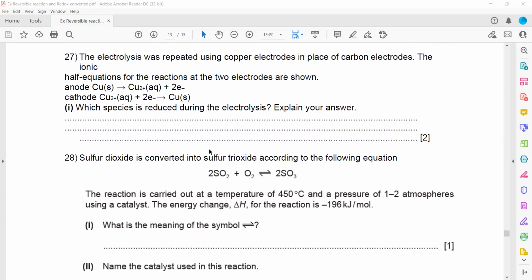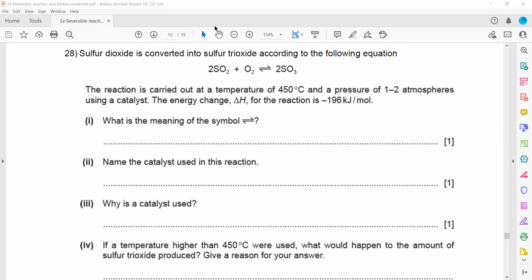Question 27. During electrolysis, copper atoms turn into copper ions. This change is oxidation because it's a loss of electrons, and copper ions turn into copper atoms, so this change is reduction. The question is, which species is reduced during the electrolysis? Copper ions are reduced, and the reason for that reduction is that they gain electrons. Whenever anything gains electrons, we call that reduction.